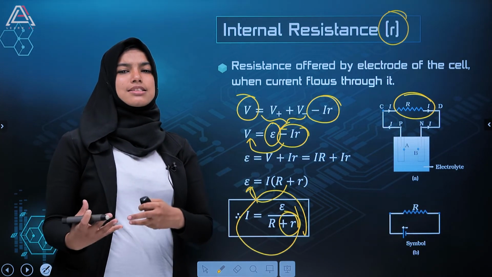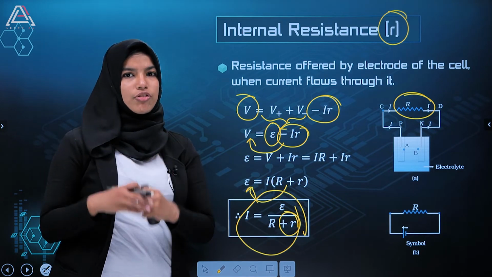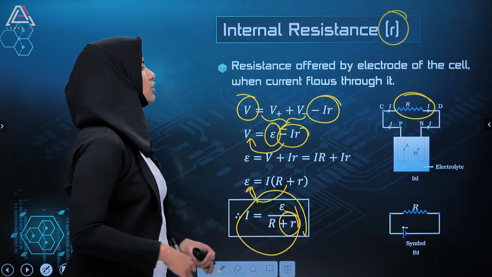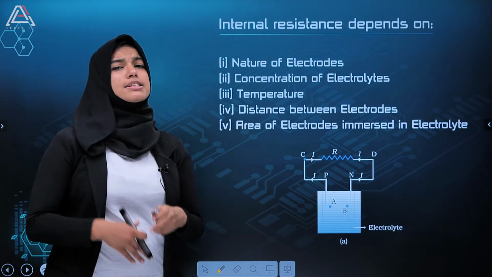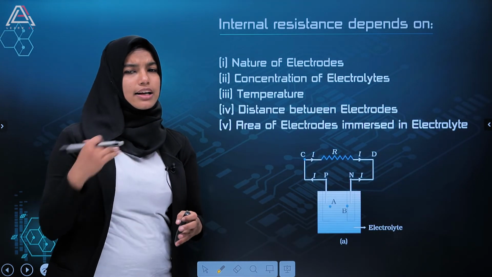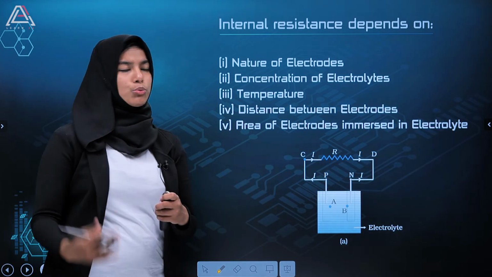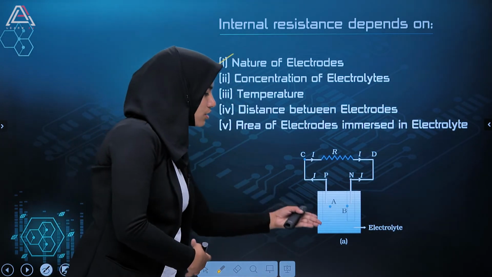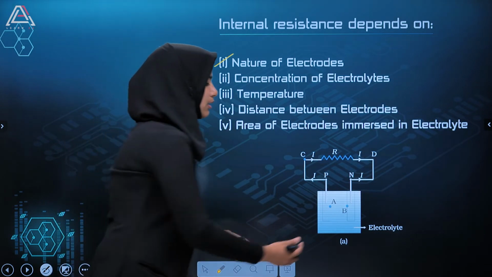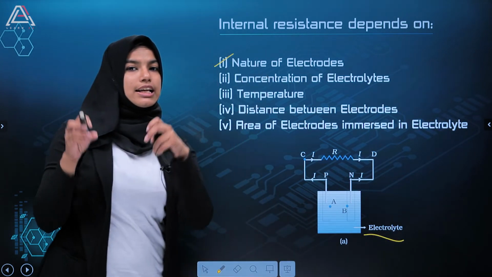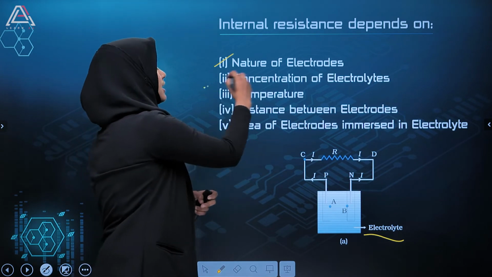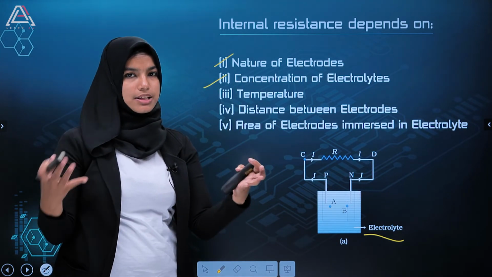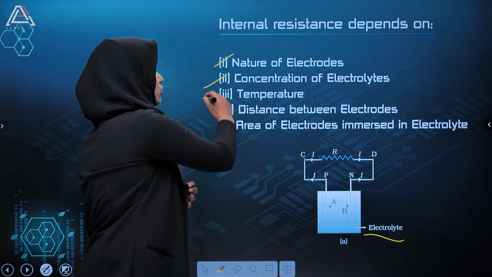Now internal resistance depends on different aspects, and let's look at what those are. It depends on the nature or the material of the electrode that we are using, and it depends on how concentrated the electrolyte is, or the solution where the electrodes are immersed. It's dependent on the temperature. We know that resistance and temperature are related.